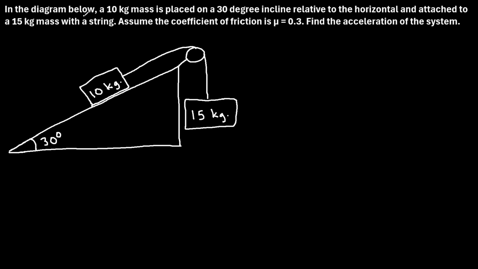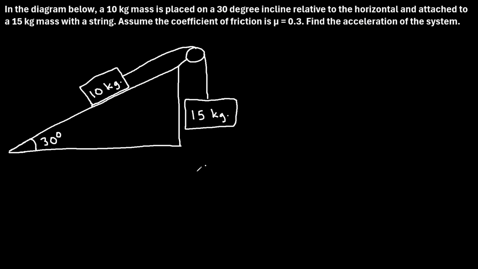This says, in the diagram below, a 10 kilogram mass is placed on a 30-degree incline relative to the horizontal and attached to a 15 kilogram mass with a string. Assume the coefficient of friction is mu equals 0.3. Find the acceleration of the system.